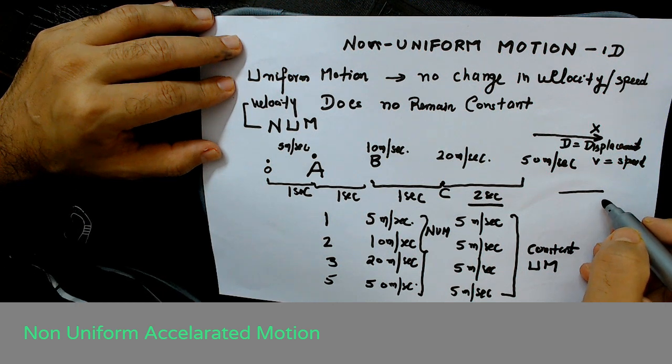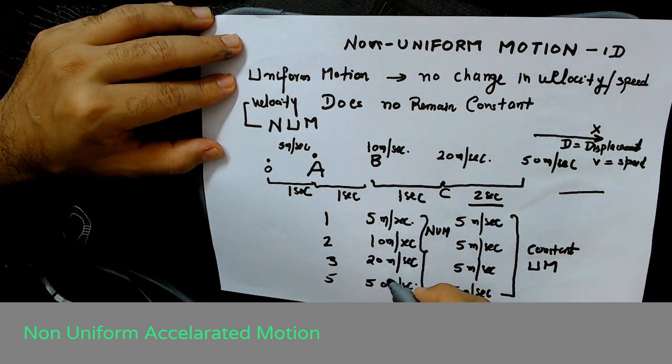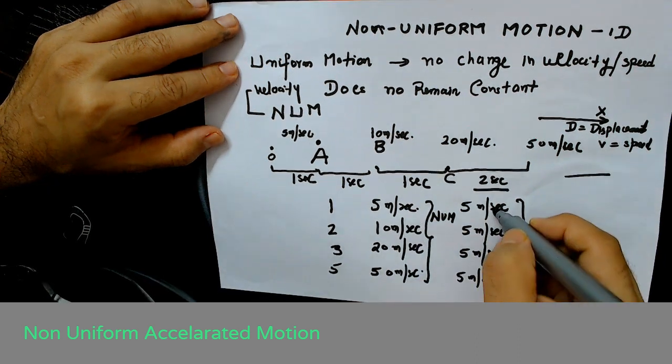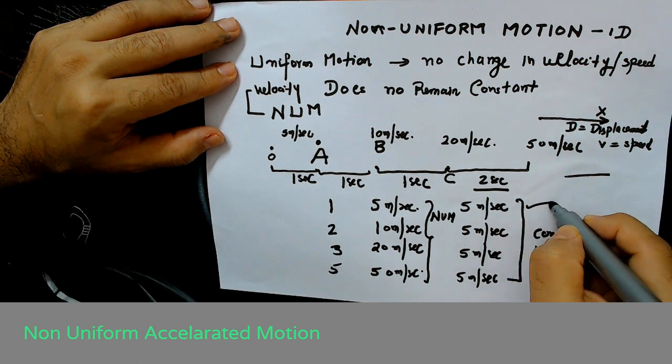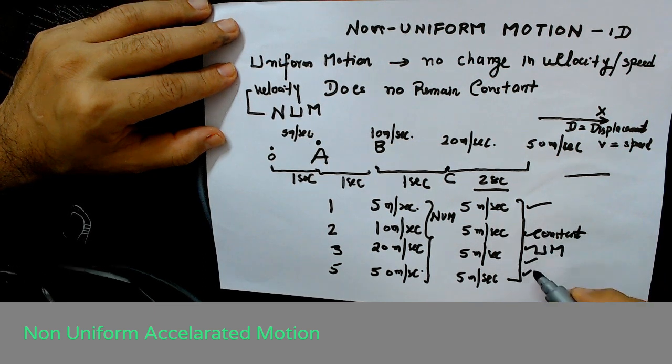But coming back to the topic of non-uniform motion, the non-uniform motion is characterized by continuously changing velocity, which is a very real-world application. But the uniform motion is a very idealistic form of motion in which the velocity throughout the motion remains constant.